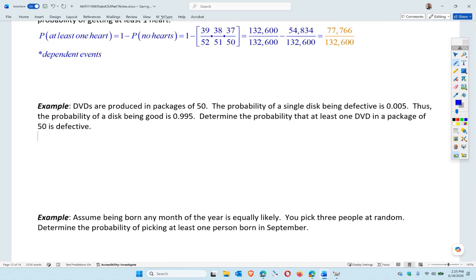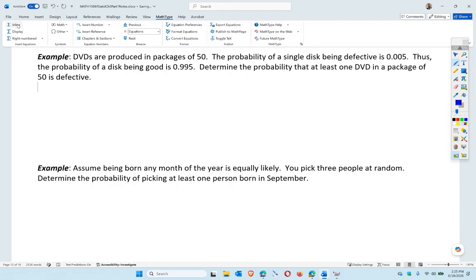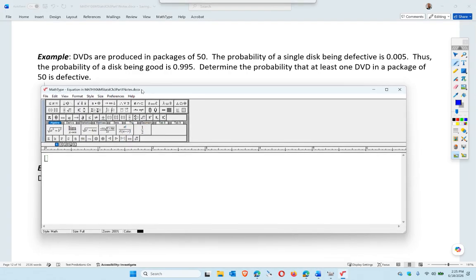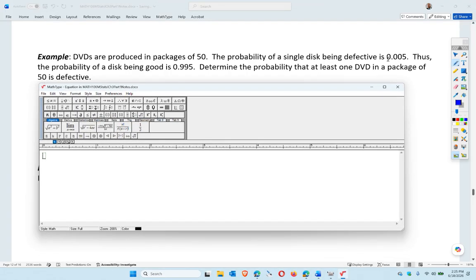So if I do the DVD one here, I'm buying a pack of DVDs which has 50 DVDs in it. The probability of a single disc being defective is 0.05. Thus, the probability of the disc being good is 99.5%. So determine the probability that at least one DVD in the package of 50 is defective.